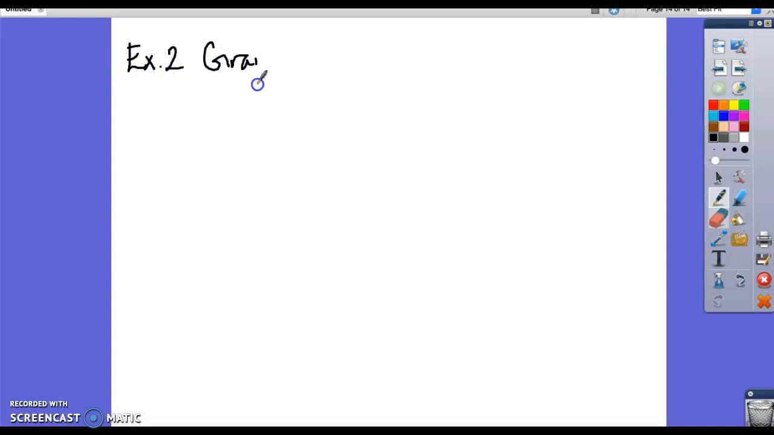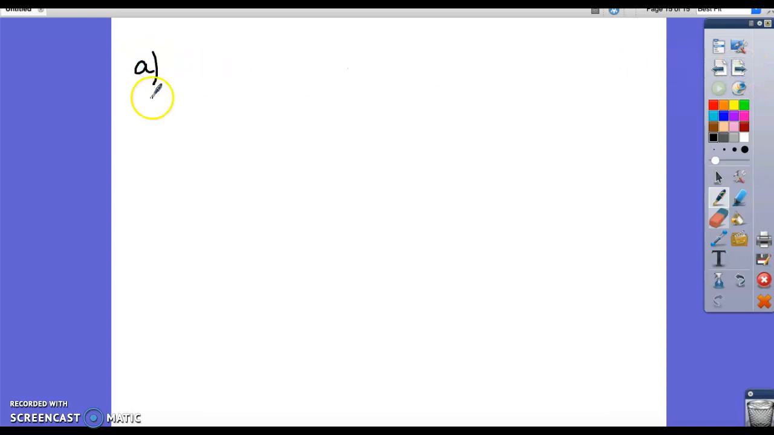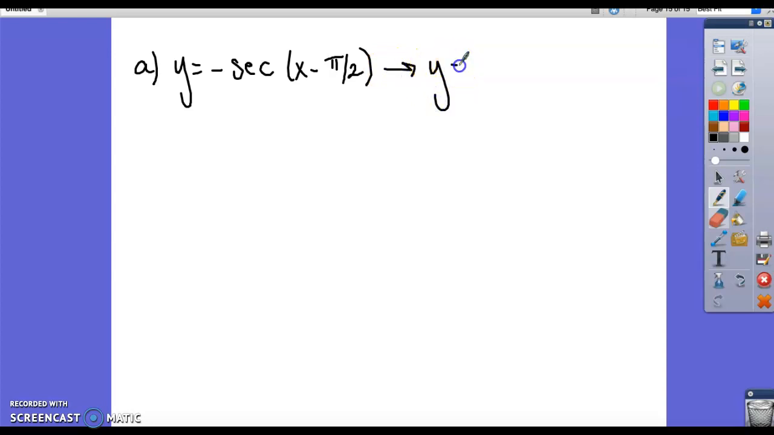Okay, example 2, same thing, we're going to graph 2 periods of each function. We're going to start with the function y equals negative secant of x minus pi over 2. And we're going to graph that first by graphing the reciprocal function, which would be negative cosine of x minus pi over 2. All right, so let's think about how we would graph this.